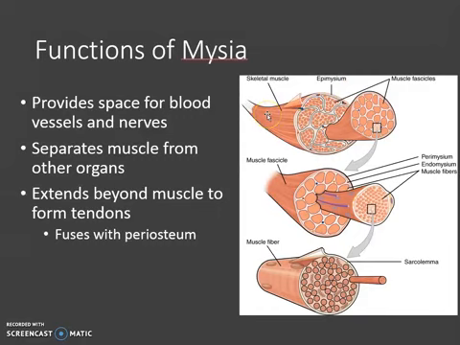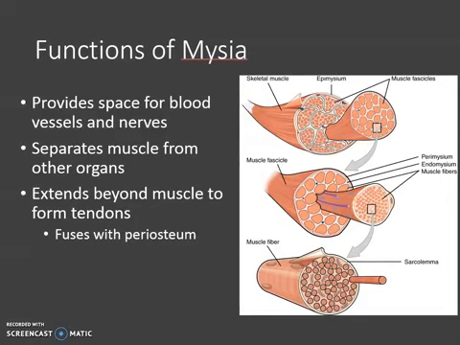These mysia, these connective tissue sheaths, also extend past the end of the muscle to form a tendon. And that connective tissue will fuse with the periosteum of a bone, and that's how the muscle is attached to the bone. So it's a very, very tight connection, a very, very strong connection, because you have the connective tissue from the bone fusing together with the connective tissue of the muscle.